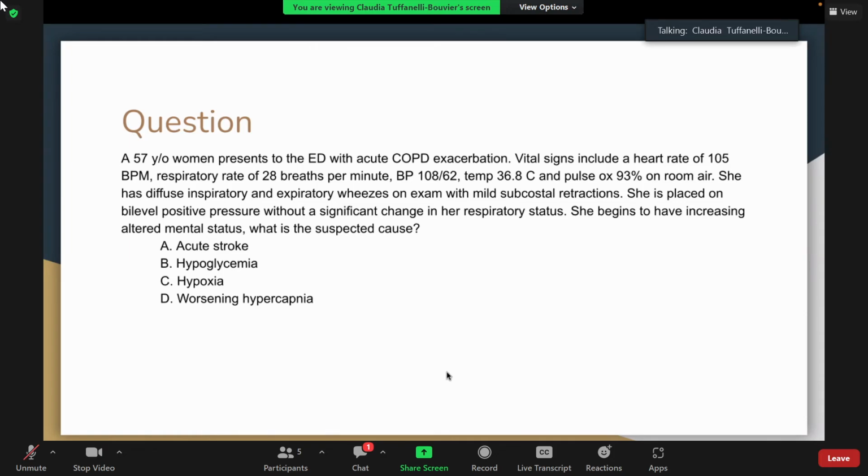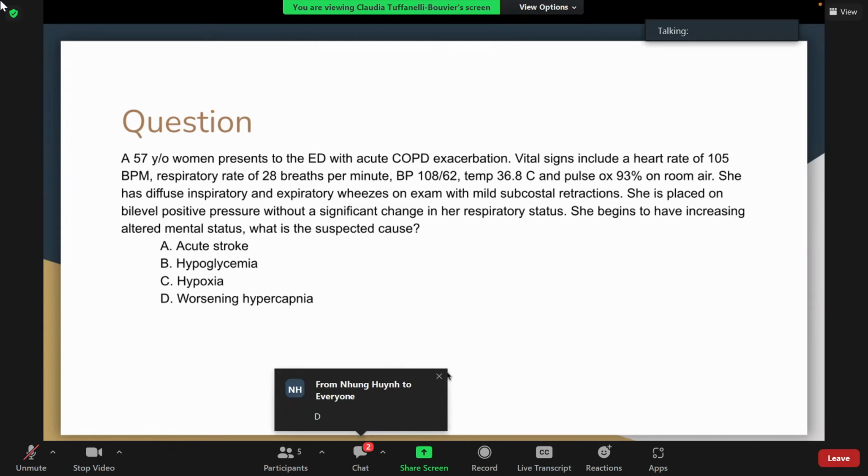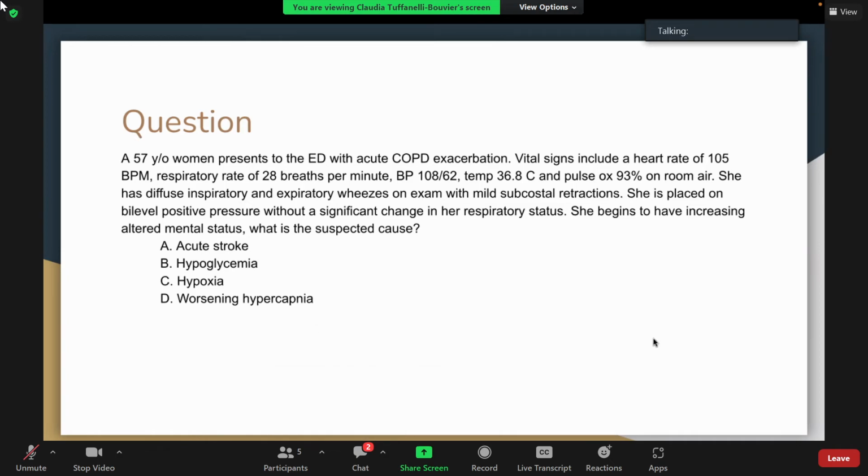A, acute stroke, B, hypoglycemia, C, hypoxia, or D, worsening hypercapnia. Does anybody want to give this one a try? I think it's D, worsening hypercapnia with the altered mental status and the normal pulse ox. Yep. Yeah, definitely. And this is just to highlight those things.